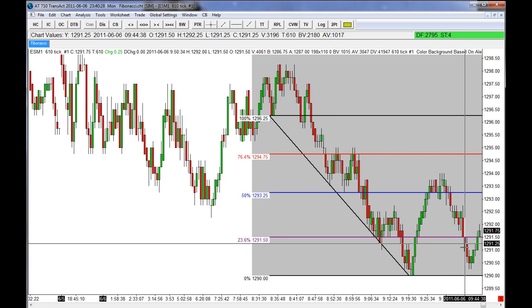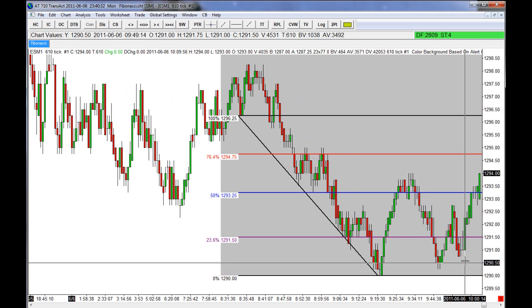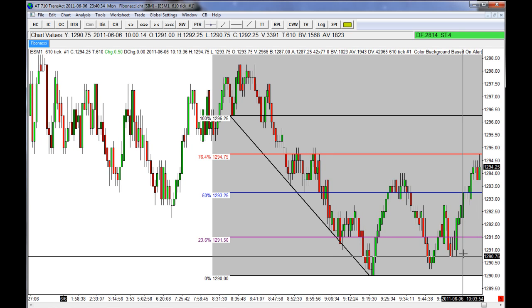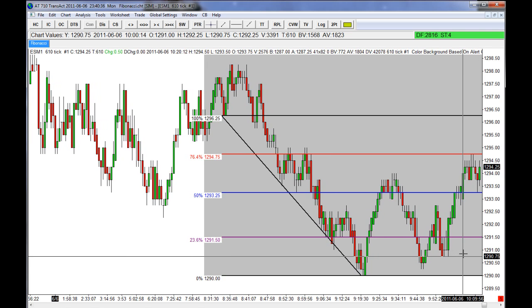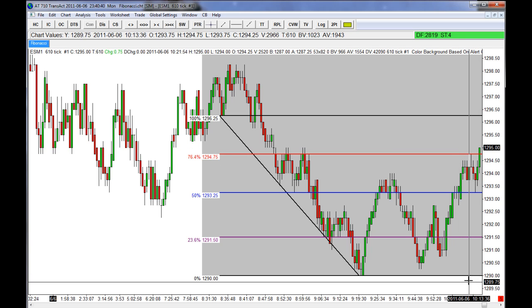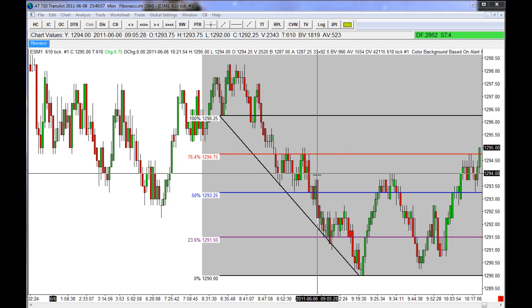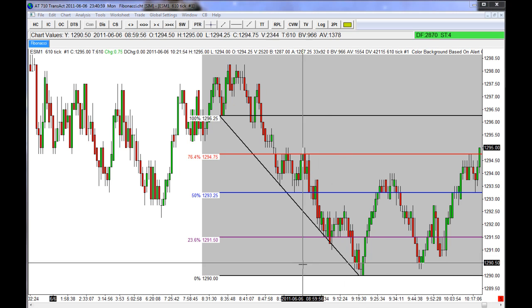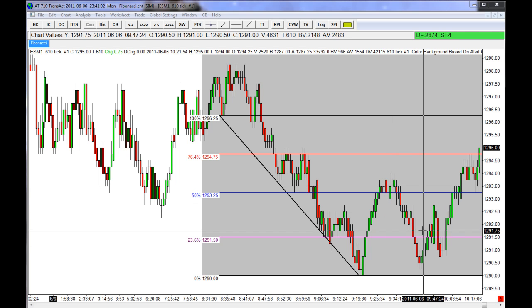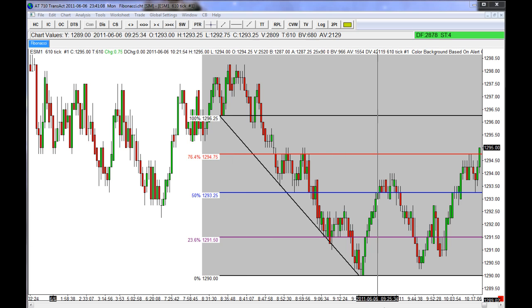Okay, continued to fall, then it started rising again, and then it broke the 76.4% line. Okay, so the rules state that when an extended price fib, when the 76.4% line is broken, you're going to draw a regular fib. So we will draw from high to low.